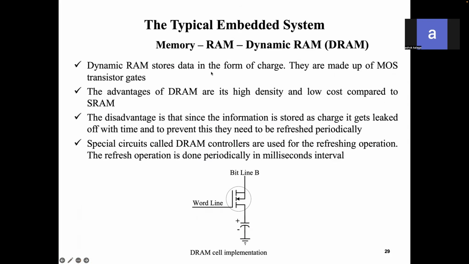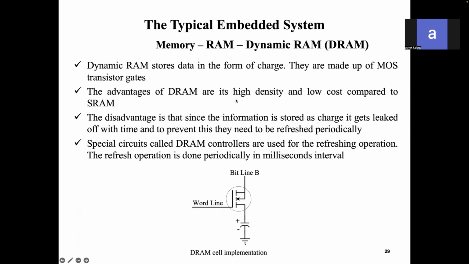Next one, DRAM. DRAM is nothing but dynamic RAM. The dynamic RAM stores the data in the form of charge. The main difference between the static RAM and dynamic RAM is that SRAM is made of flip-flops and DRAM is made of transistors. This transistor has the leakage property, so the data is stored in the form of charge. They are made up of MOS transistor gates.